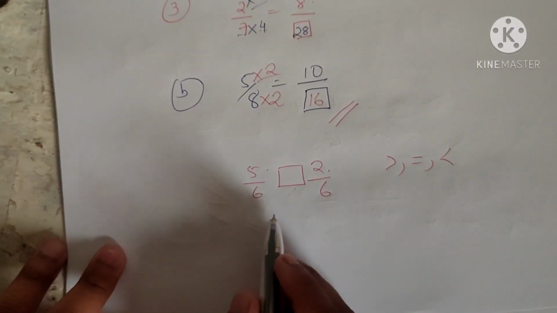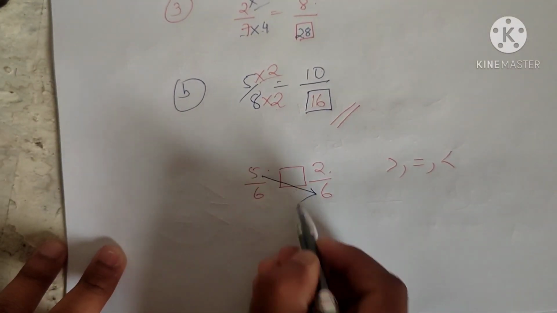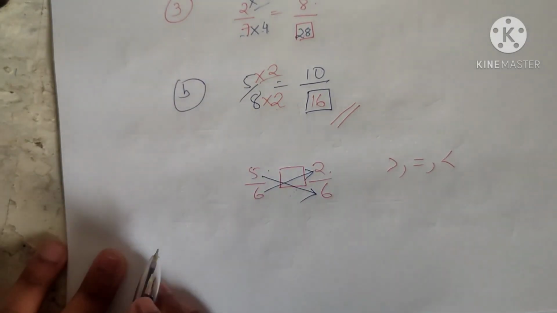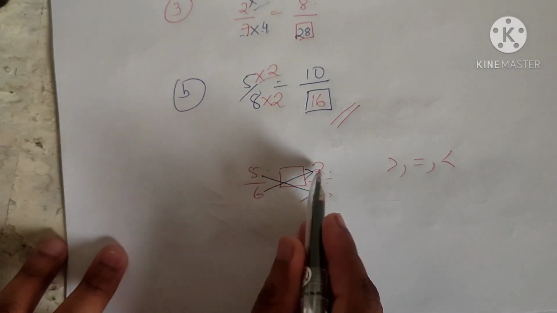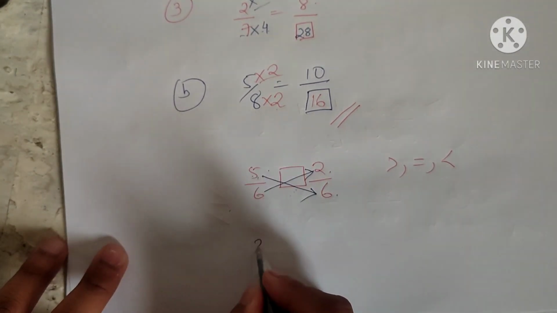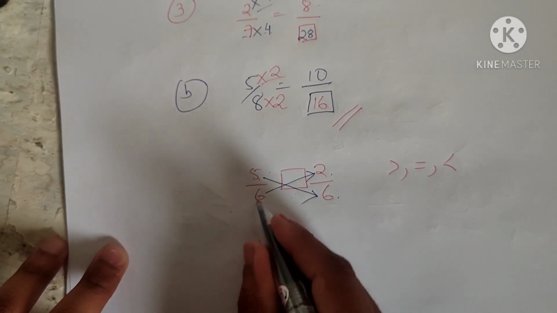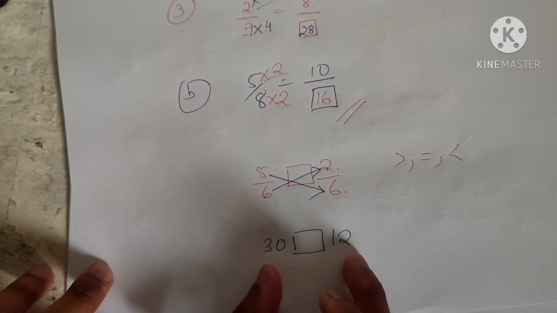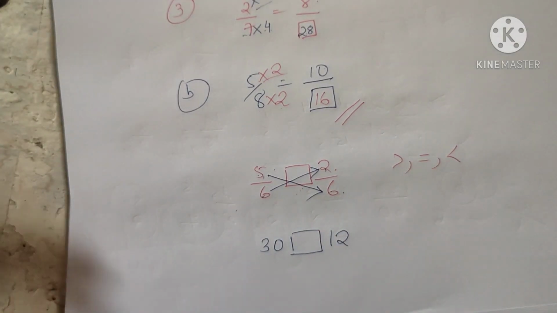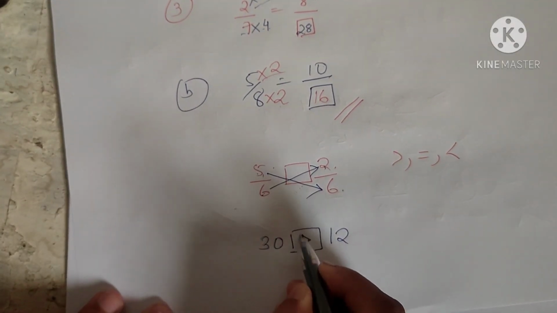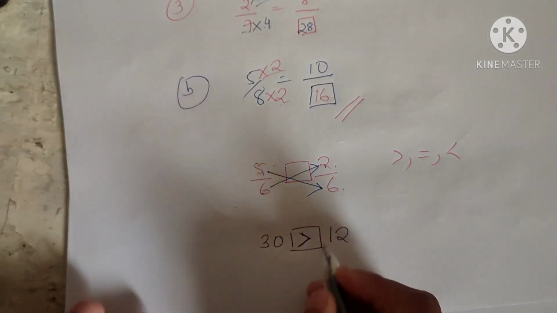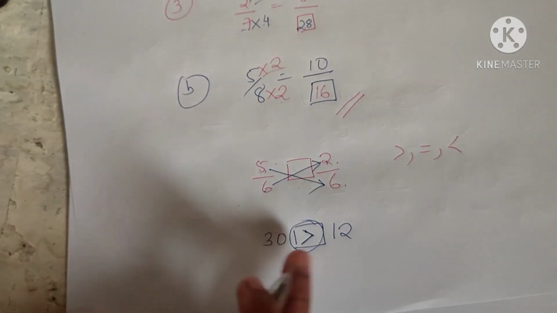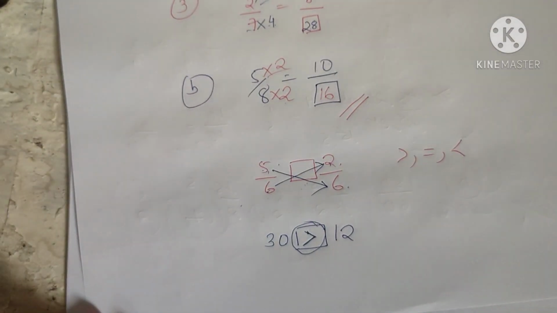So how we can do is, you will cross multiply these numbers. Okay, cross multiply both these numbers like this. So 5 6s are 30, here you will get 30, and 6 2s are 12. Now this fraction is reduced into this form. Okay, so now you can easily say that 30 is greater than 12, isn't it? So the greater sign will come. 30 is greater than 12, isn't it?